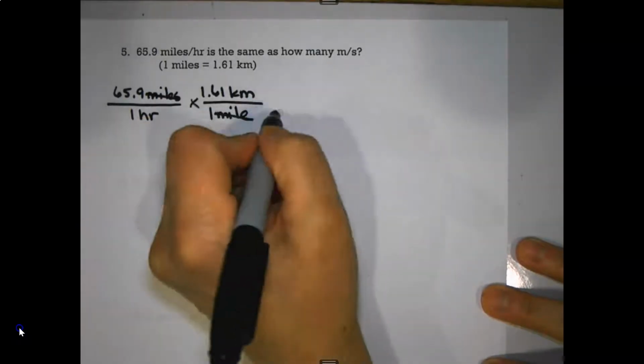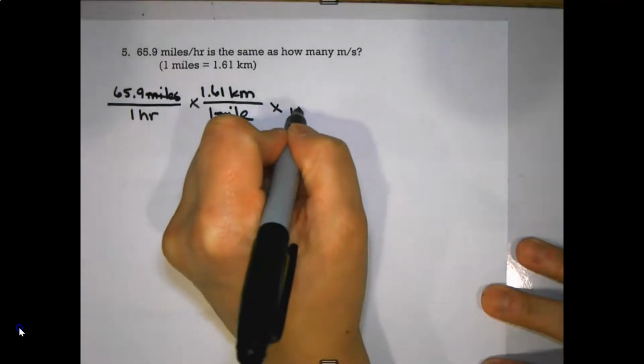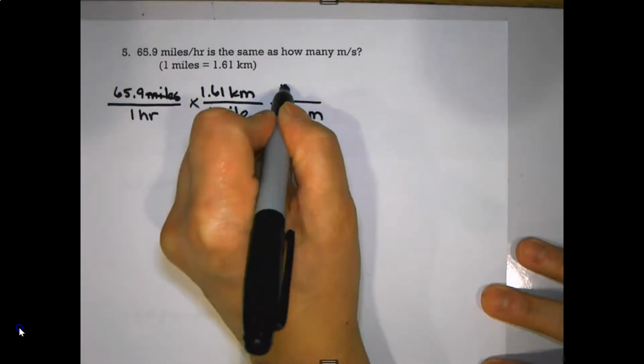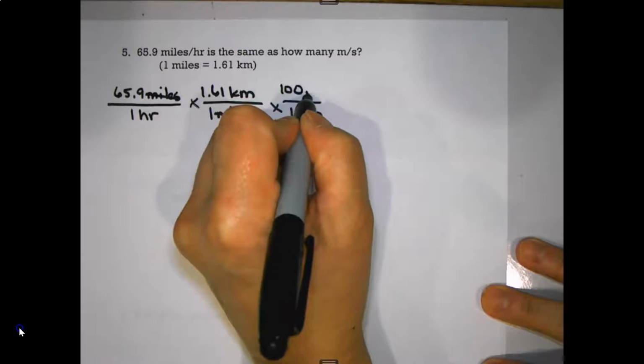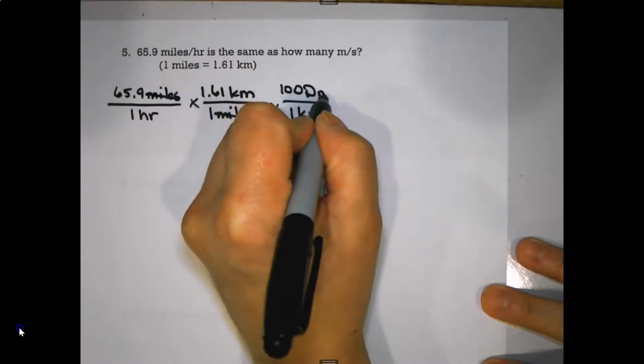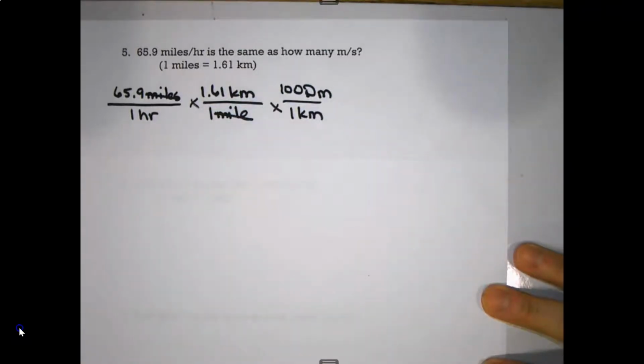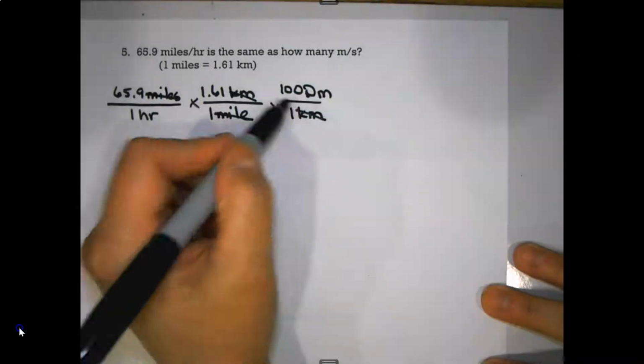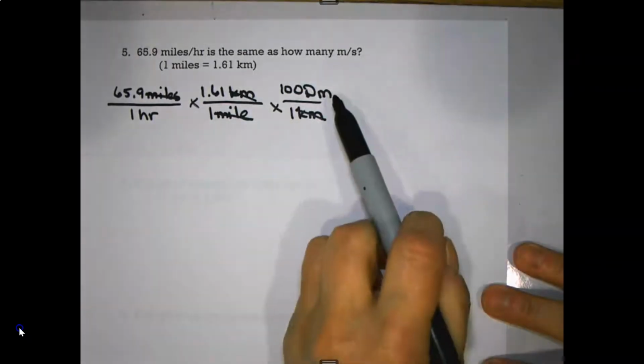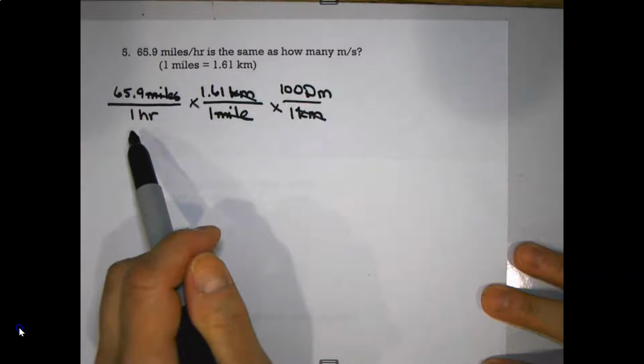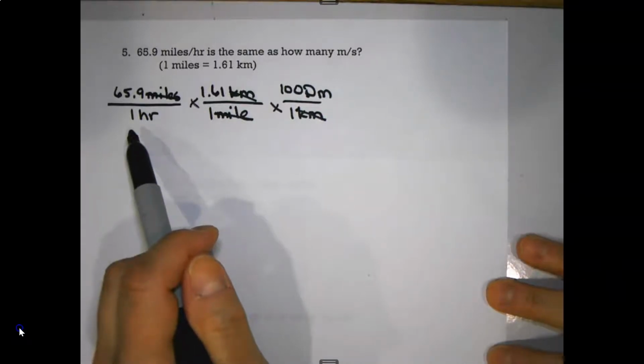Okay, so kilometers, I got to get to meters, so I know that in 1 kilometer, there are 1,000 meters, whoops, 1,000 meters, I'm thinking centimeters, 1,000 meters per 1 kilometer. So again, kilometers will cancel. If I stopped here, I'm in meters per hour. I don't want meters per hour, I want meters per second.